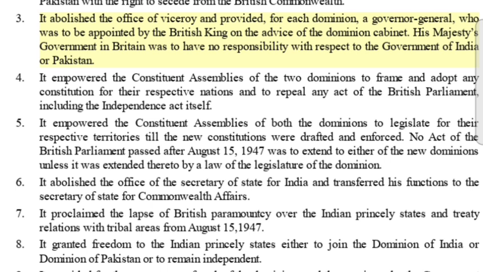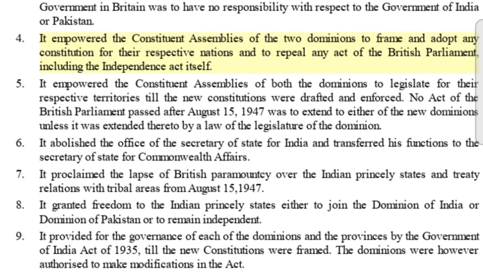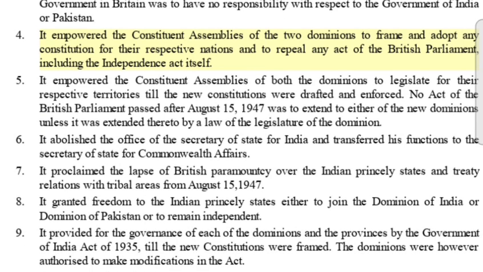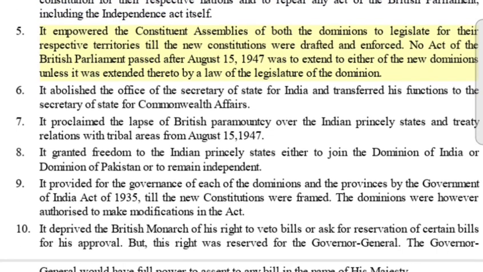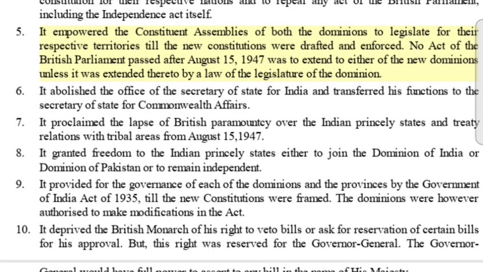4. His Majesty's government in Britain was to have no responsibility with respect to the government of India or Pakistan. 5. It empowered the constituent assemblies of the 2 dominions to frame and adopt any constitution for their respective nations and to repeal any act of the British Parliament, including the Independence Act itself. 6. It empowered the constituent assemblies of both the dominions to legislate for their respective territories till the new constitutions were drafted and enforced.